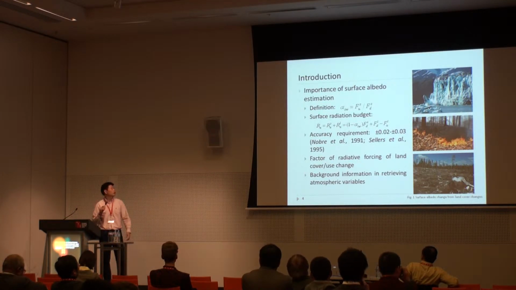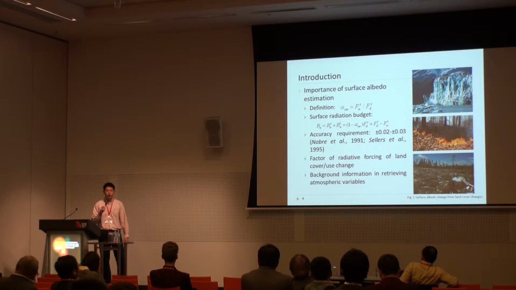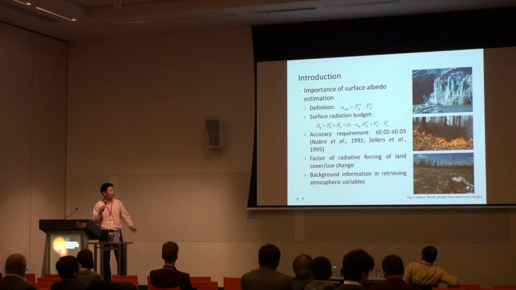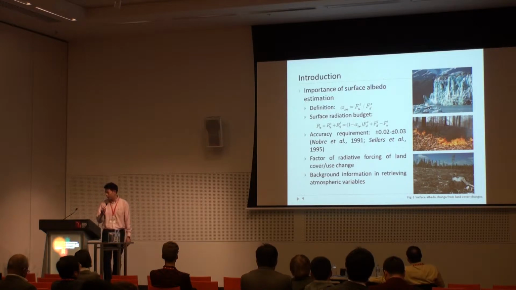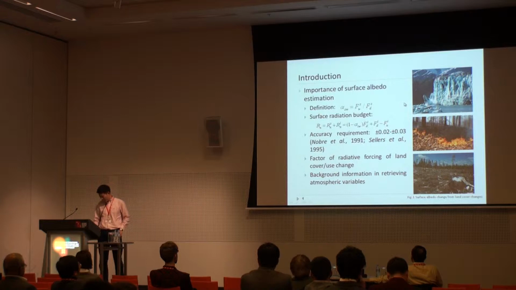And people have already found that if the surface albedo changes and therefore introduces a TOA albedo change, it will be of a similar magnitude in terms of the radiative forcing to doubling of the carbon dioxide in the atmosphere. And it also can serve as the background information in retrieving some atmospheric variables, for example, the aerosol optical depth.